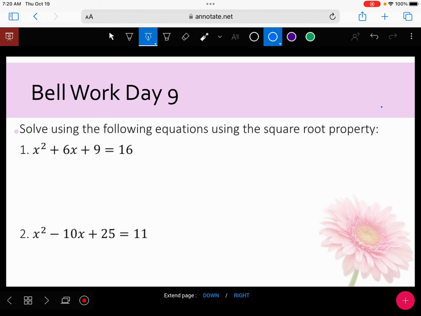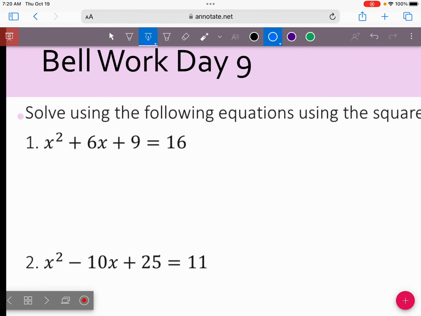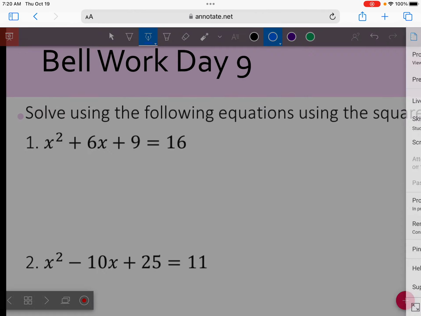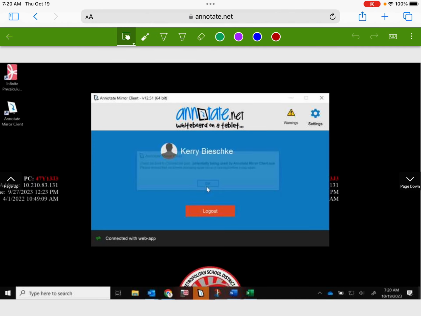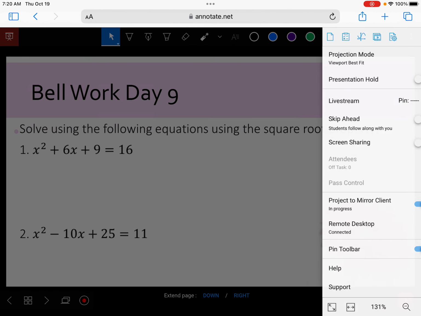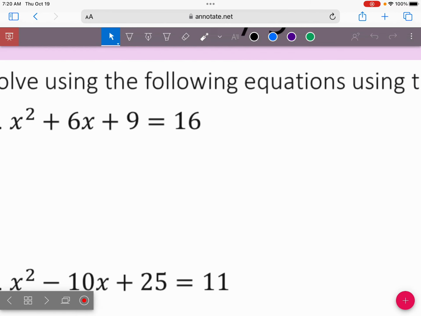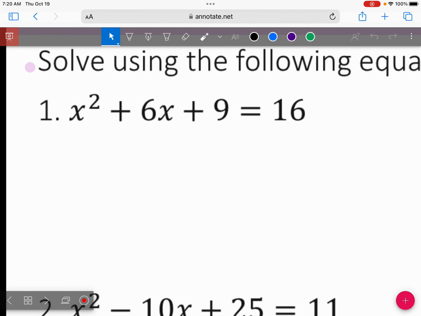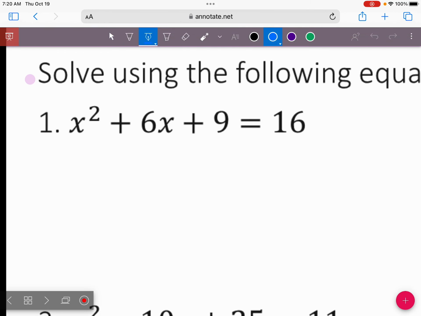All right. So we're going to be doing exactly what we did on Tuesday. Where we're taking this left-hand side, the side that has our x squared and our x, and we're going to see if this is a perfect square, if that's the perfect square trinomial.